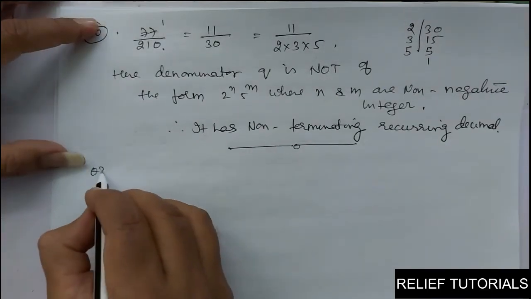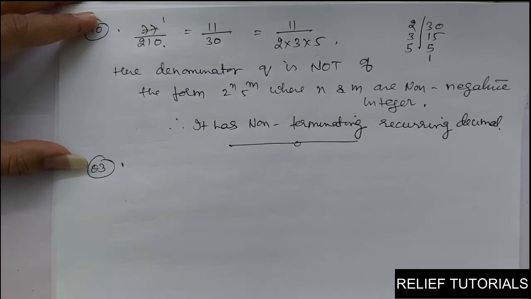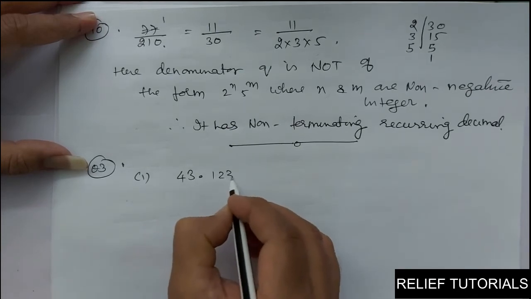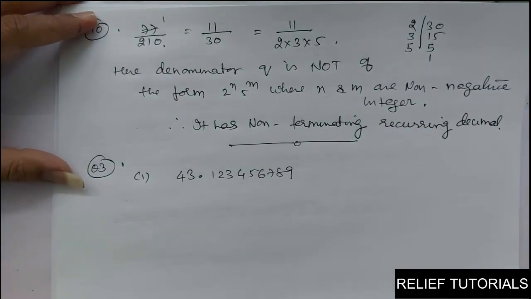Now we will discuss question number 3. Read the question. The following real numbers have decimal expansion as given below. The first one: 43.123456789. This is a decimal, and you know that it is a terminating decimal, so it is a rational number. In each case, decide whether they are rational or not.